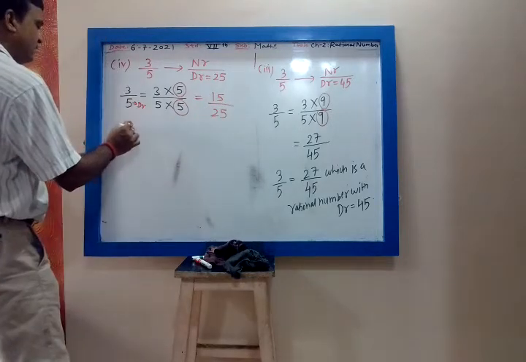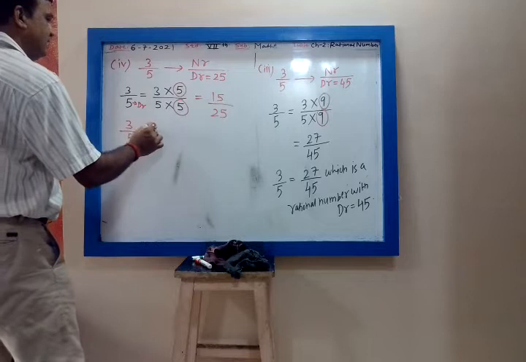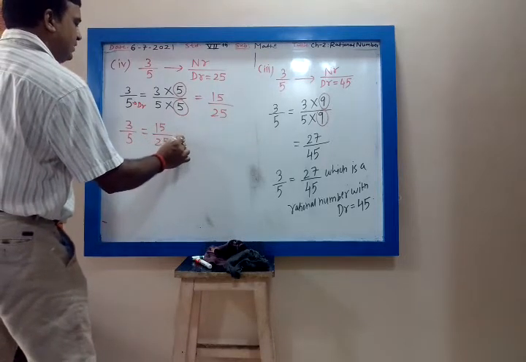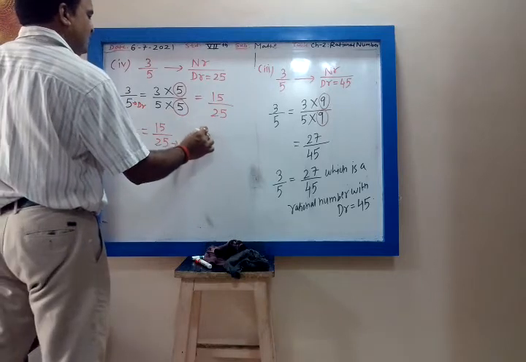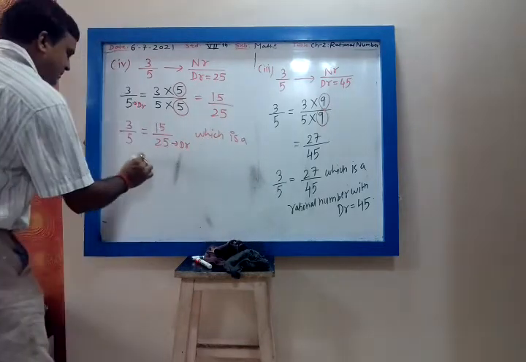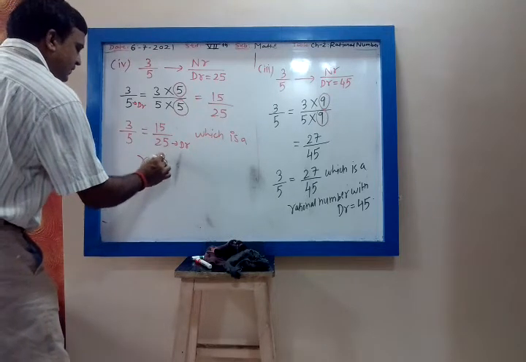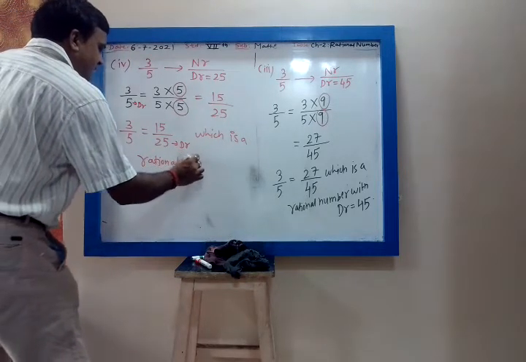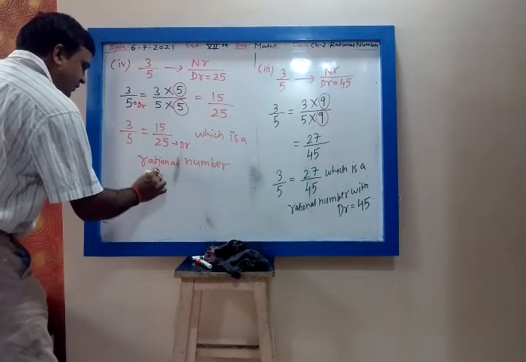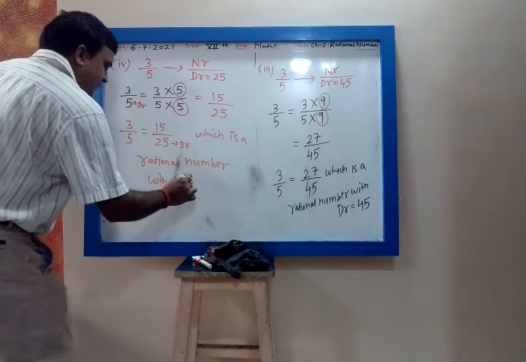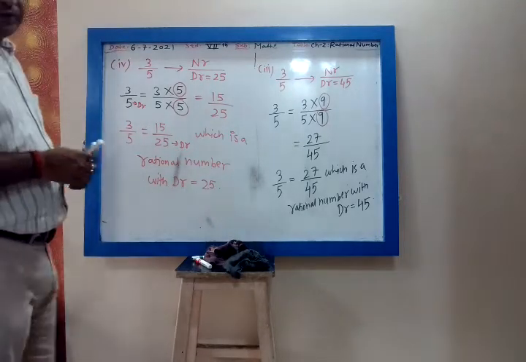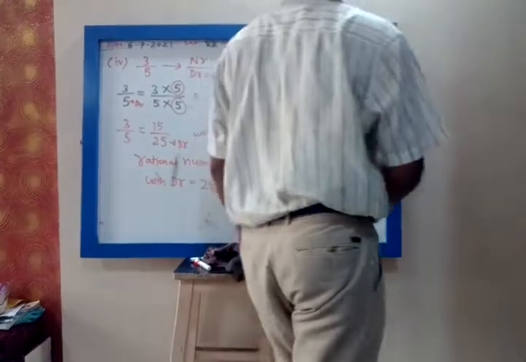So finally 3 upon 5 is written as 15 upon 25, which is a rational number. Now my denominator is 25. Which is a rational number with denominator 25. DR means denominator.